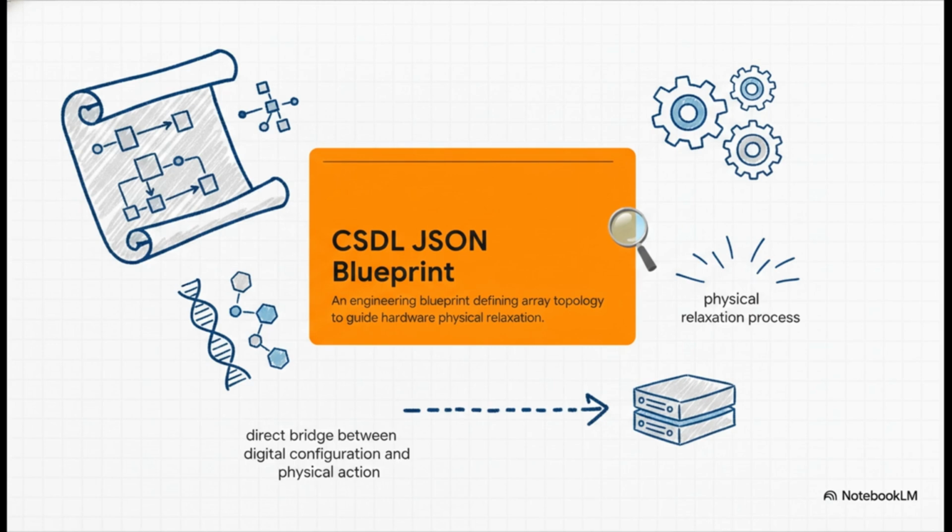Instead, I want you to think of it as a standardized engineering blueprint, or really a physical genome. This file explicitly defines the topological structure and the control parameters of the physical array. When you load this JSON, you are directly instructing the hardware on exactly how to configure its physical relaxation process. It acts as a direct, one-to-one bridge between digital configuration and physical action.